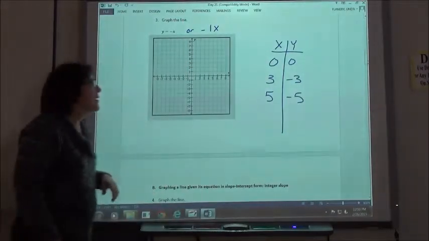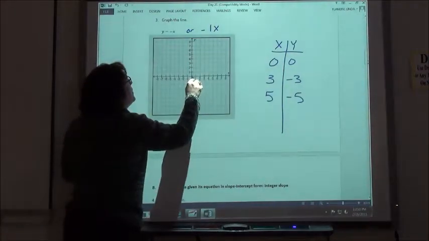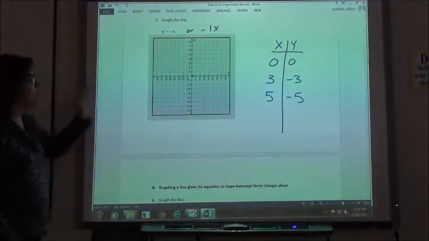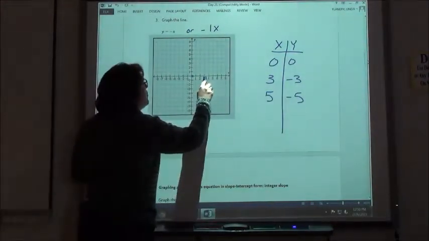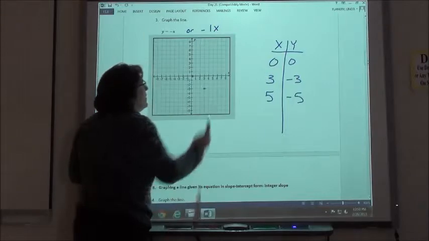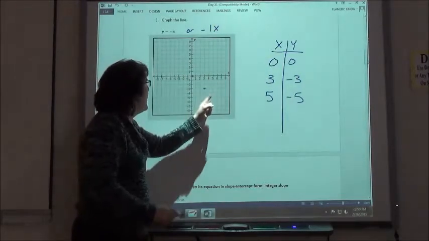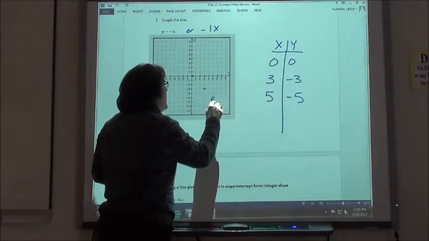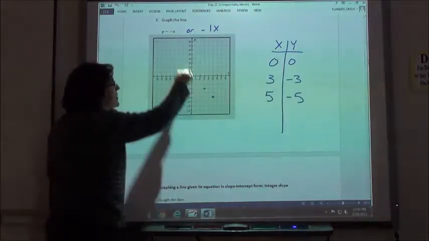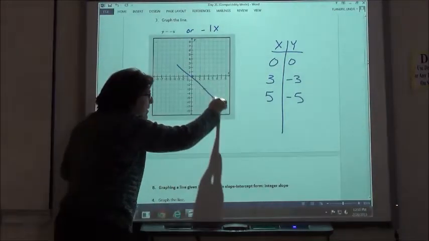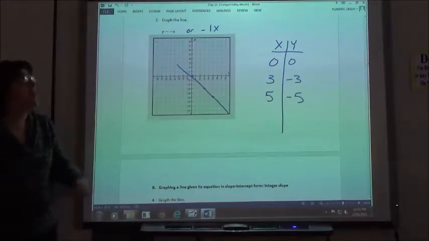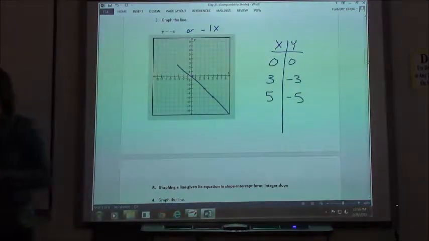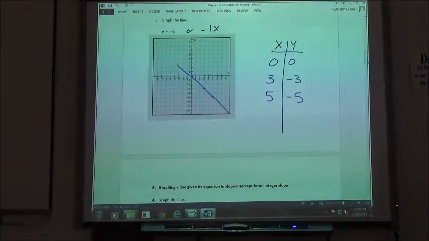Exactly. So 0, 0. I'm going to plot that one. Then I'm going to go 3, negative 3. So 3 to the right and down 3. And then I'm going to do 5, negative 5. This time, notice when you connect your dots, you're going downhill as you go from left to right because your slope is a negative number instead of a positive number. So if you have a positive number in front of your x, it's going to go up. If you get a negative in front of your x, it's going to go down.